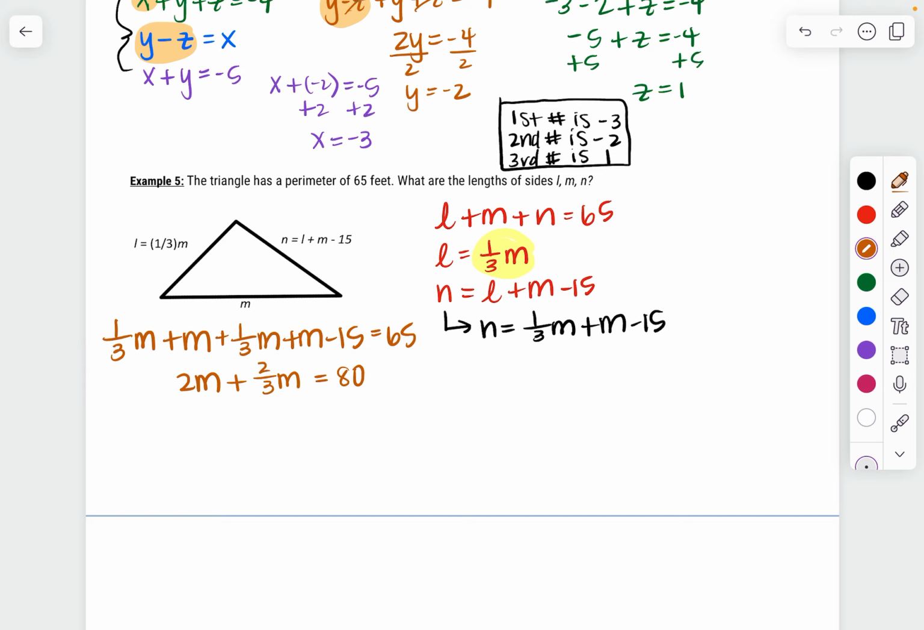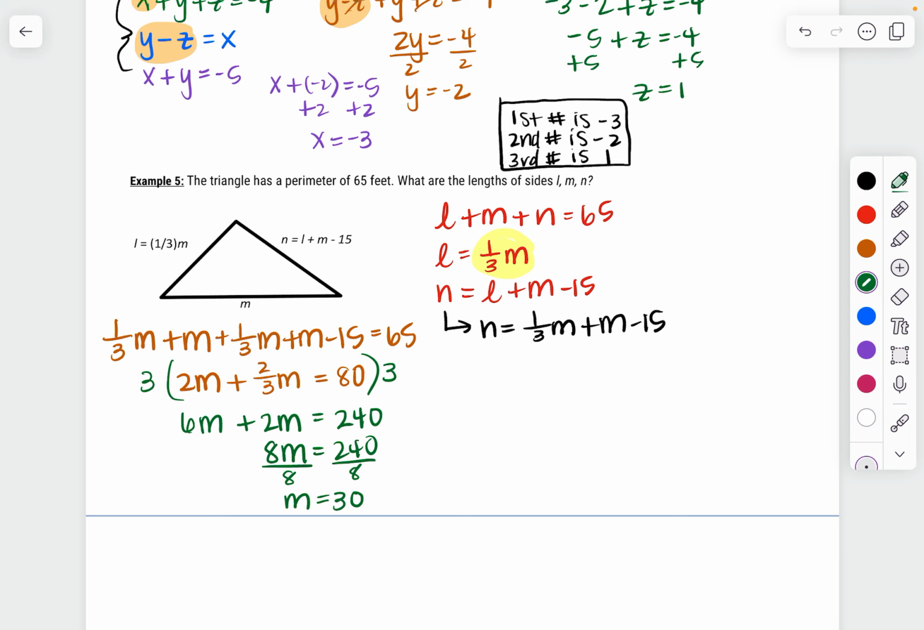Now, here's a little trick. If you have fractions and you don't want to deal with fractions, because none of us do, multiply by the denominator. I'm going to take the whole thing, both sides, every single term, and multiply them by 3. So that's going to give me 6M plus 2M, because that's going to get rid of the denominator, is equal to 240. Because 8 times 3 is 24. You add in a 0, 240. So I'm going to have 8M is equal to 240. Divide by 8. Divide by 8. M is equal to 30. So that's one of my side lengths.